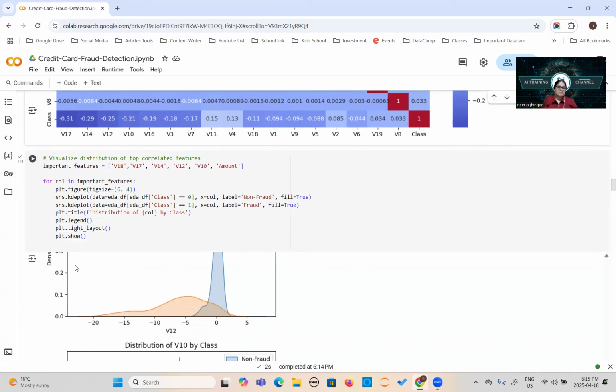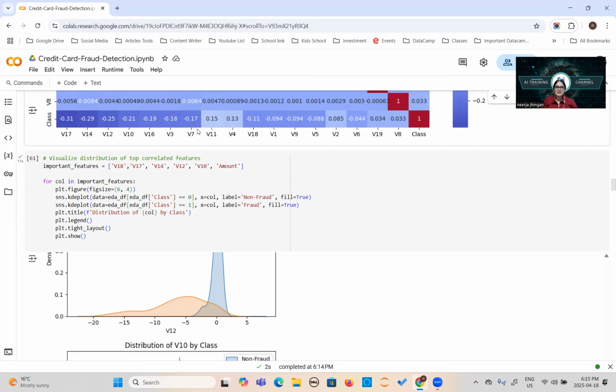Now we will move ahead. We will do the visualization distribution of top correlated features. So I am picking randomly. V18, this is negatively related. V17. And you can pick up, this is a very small relation actually. Look at this.